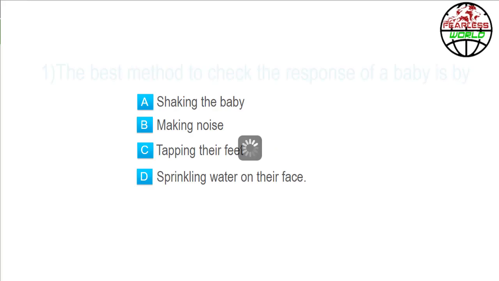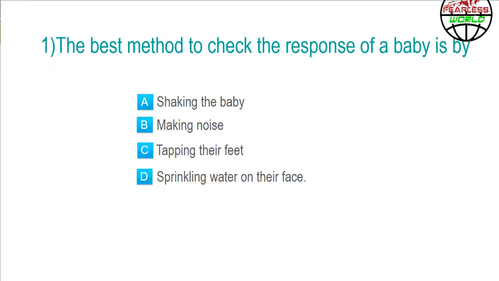Now let's look at some revision questions. Please select the correct answer. What is the best method to check the response of a baby?